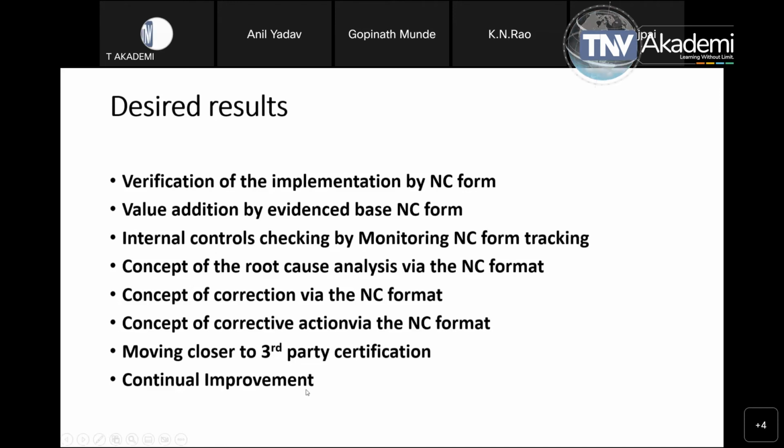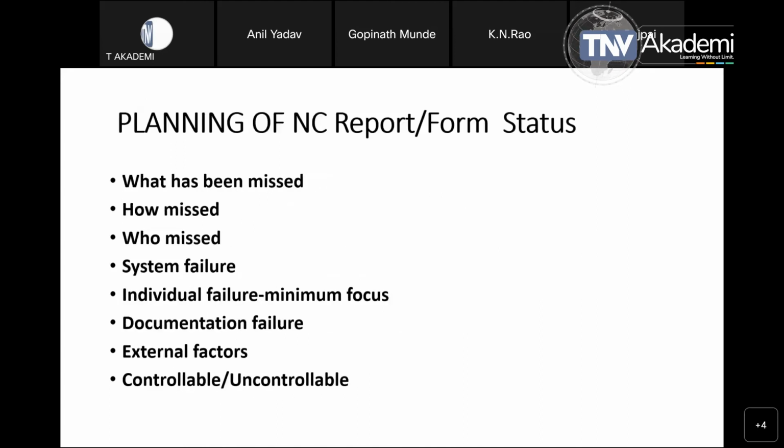It is the NC format that can indicate how continual improvement can be brought about in the organization further. For further planning, when we look at the NC format, we always need to write the report point by looking at what has been missed, how it has been missed, who missed it. I am repeating a few of the points from the last seminar, but before we get into the filling of the NC format, we need to be competent to fill a format. I want to see that we all become competent to fill this NC format and we understand the form status. All this is very, very important before we go into really filling out the forms.